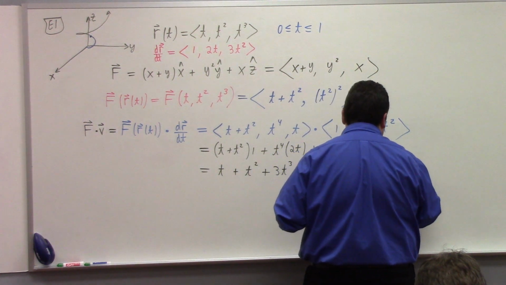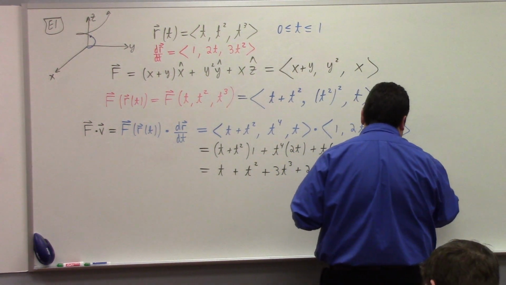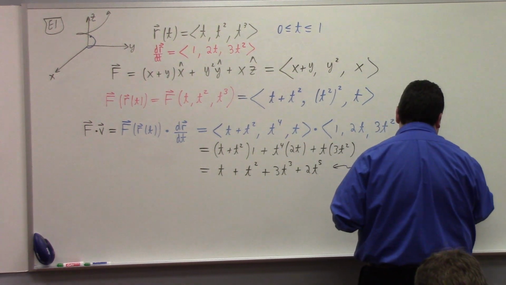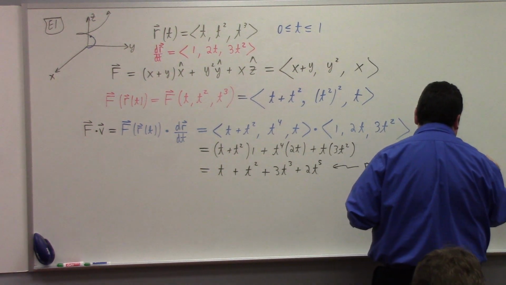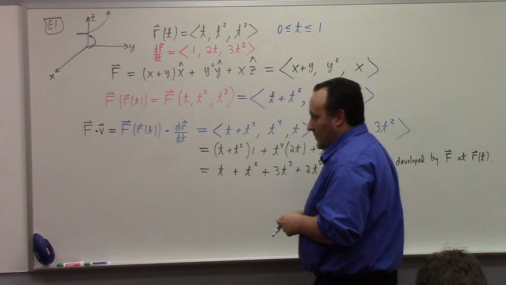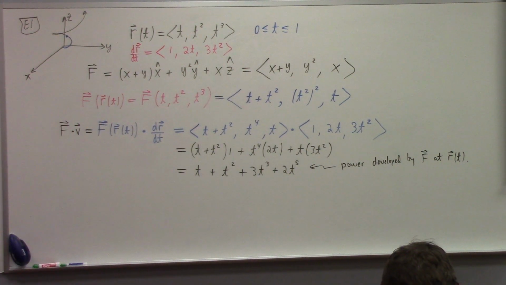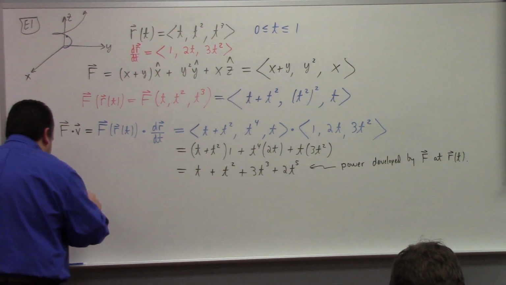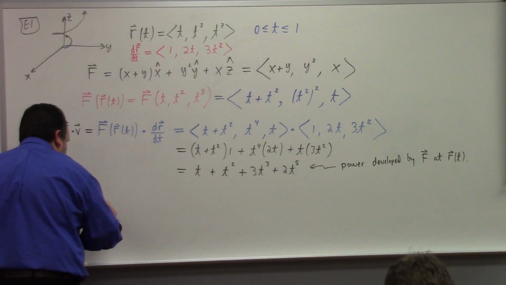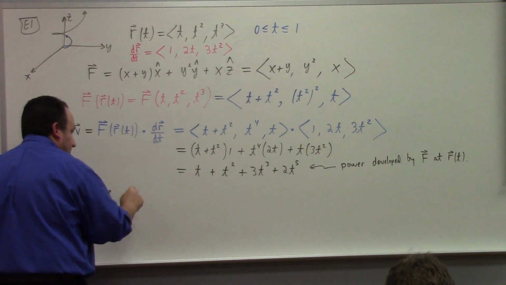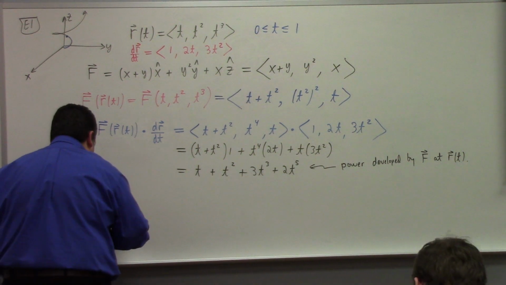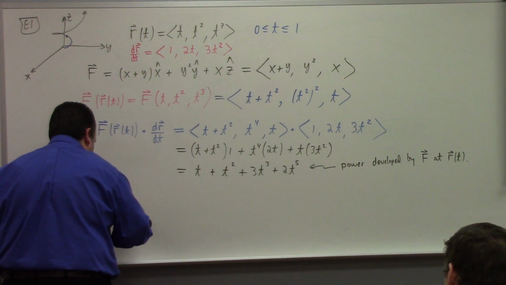This is the power developed by F at r of t. And so to calculate the work done, you integrate the power. That's another way of looking at the definition. So now we need to integrate that to calculate the work done. Integral of, well, all of this, right? So integrate from 0 to 1 of t.